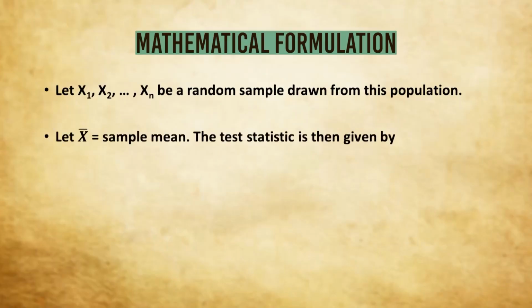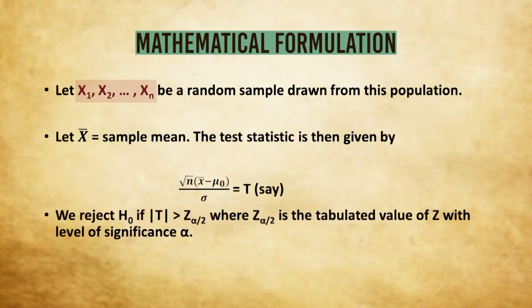We have a random sample x1, x2, ..., xn drawn from the population, and we calculate x bar, the sample mean. The test statistic will then be given by square root of n into x bar minus mu naught by sigma, which we denote by t say. Now the value of this test statistic will tell us whether to accept or reject the null hypothesis. And this t under H naught, that is assuming H naught to be true, will follow a standard normal distribution.